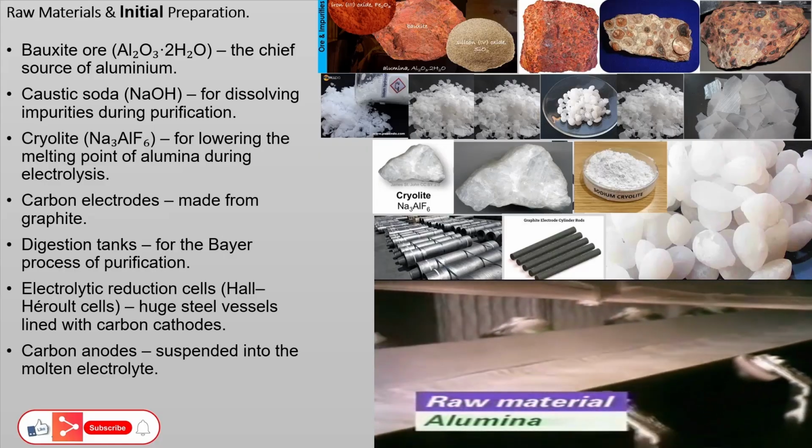Cryolite is also a good raw material for lowering the melting point of alumina from around 2000 to around 800 degrees Celsius. Carbon electrodes are also important in this process, and they are the black rods that we see there in the process, which are used for the electrolysis.